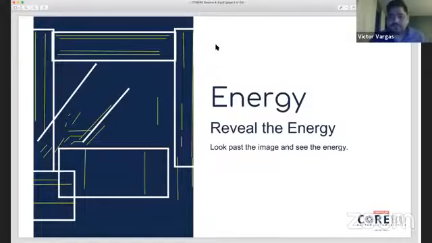So let's go here. And you can see now the basic energy of that painting, that composition, when we're dealing with these parallel lines.